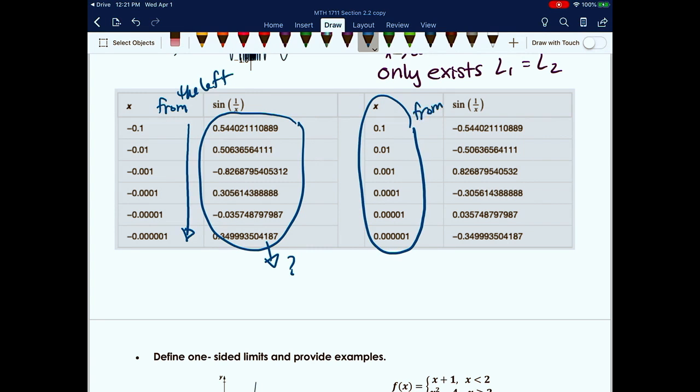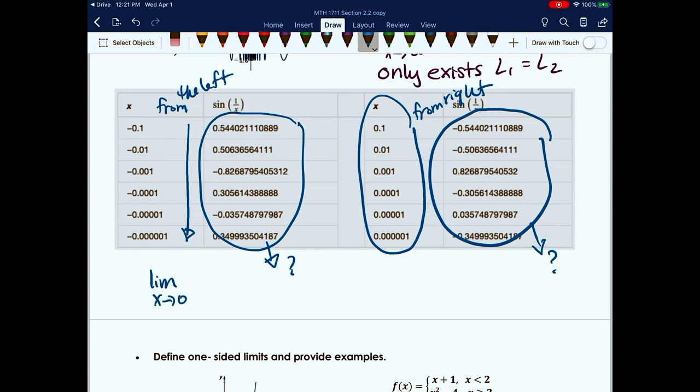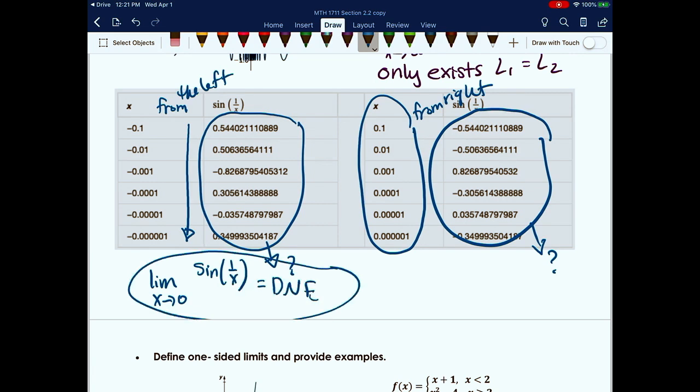And the same thing happens if we're looking at it from the right. These values are not approaching any single number. It's bouncing all over the place. Because the left-hand limit, there is none, and the right-hand limit, there is none, and in addition to that, they're not equal to each other, we would say that the limit as x approaches 0 of sine of 1 over x does not exist.